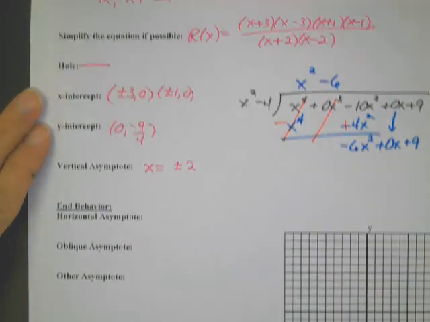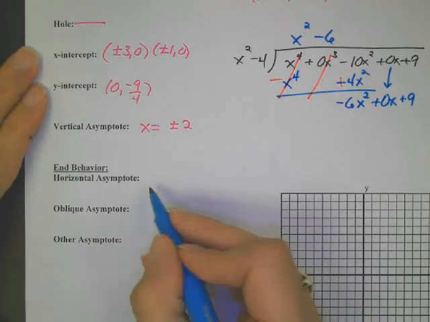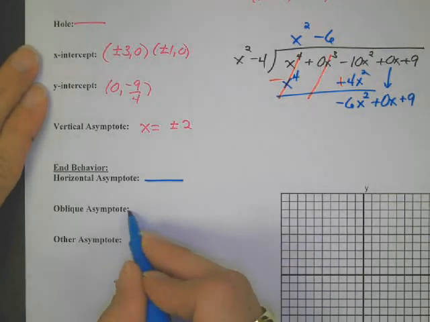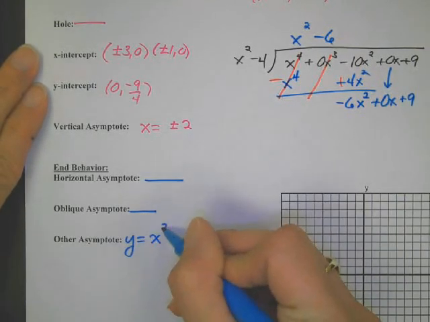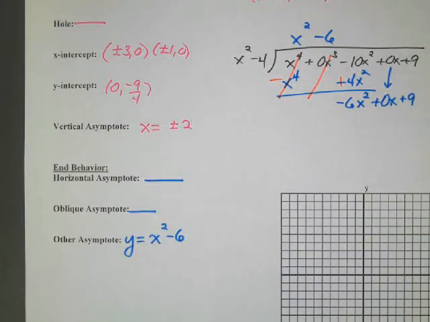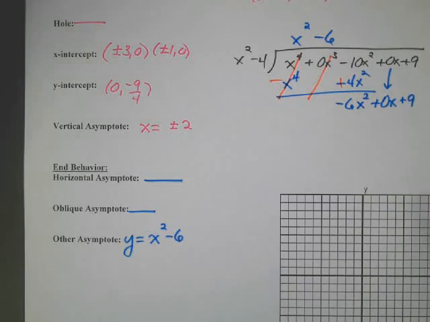So what kind of end behavior is this graph going to have? It's not horizontal, and it didn't end up being oblique. This one is going to have the ends follow the graph of a parabola. That's going to be quite interesting.